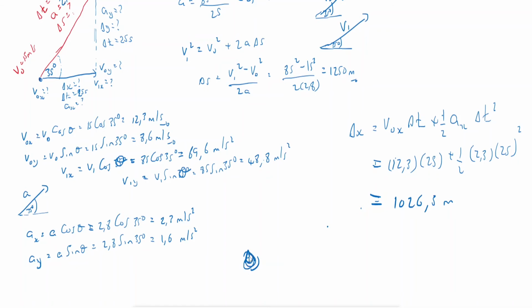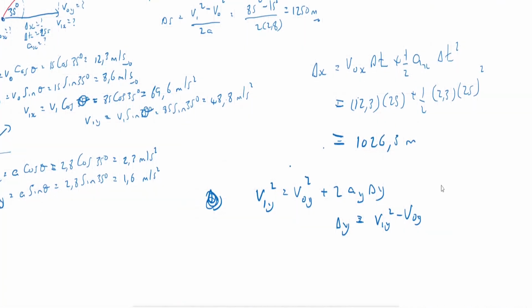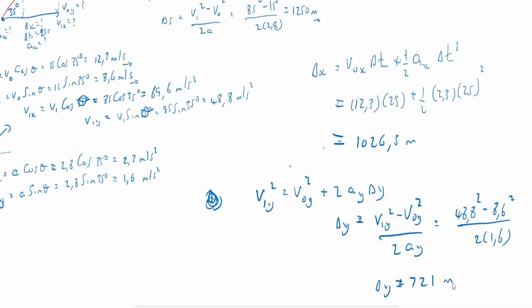You could find delta y as well if you want. Let's find delta y differently, just so I can show you that you can use different equations. Since I know the initial and the final velocity, because I know all the components, I'm going to use the final velocity of the y component squared equals the initial velocity of the y component squared plus 2 a_y delta y. So my delta y is going to be equal to the final velocity of the y component squared minus the initial velocity of the y component squared, divided by 2 times the y component of the acceleration. So what is that? The final velocity of the y component is 48.8 squared, minus the initial, which is 8.6 squared, and then divided by 2 times 1.6. My delta y becomes 721 meters.